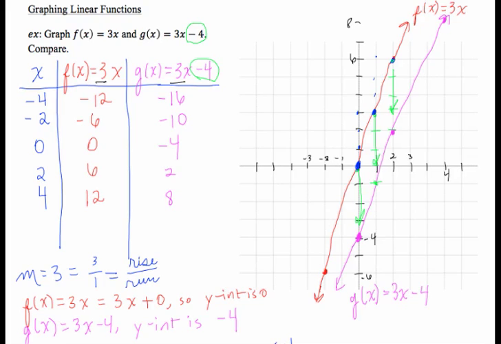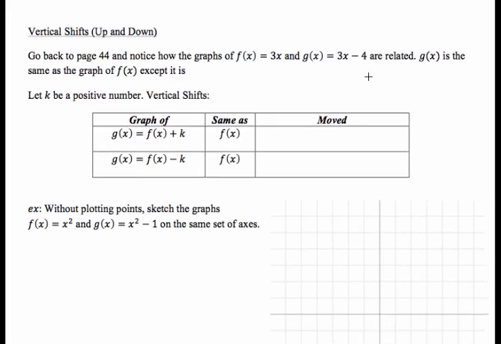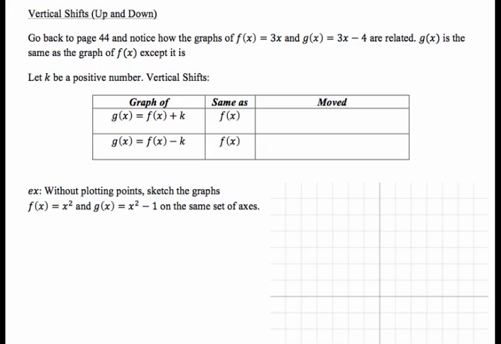Flipping back to where we were, we can interpret this now. If your original function is, say, f of x, just some general f of x, and g of x is very similar to f of x, in fact it's the same except there's a plus a number added on to the end, then the graph of g of x is the same as the graph of f of x, but it is shifted up k units.